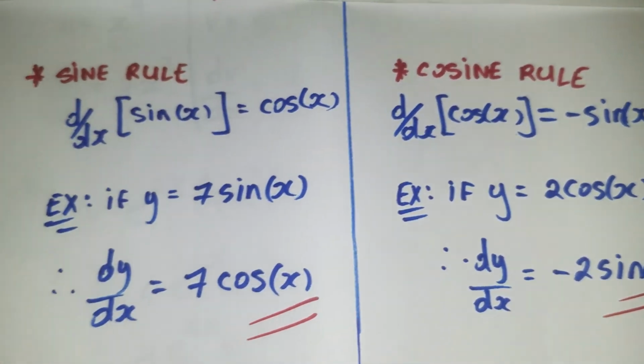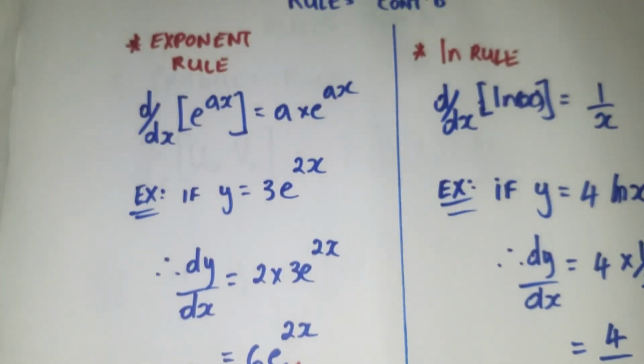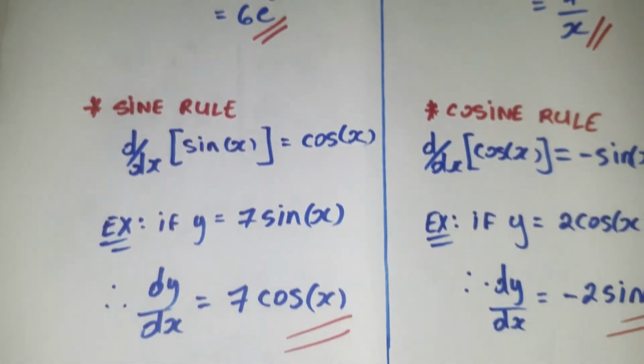So this is the cosine rule and the sine rule, and these are 4 additional rules for differentiation.